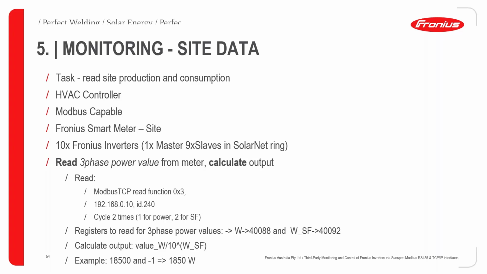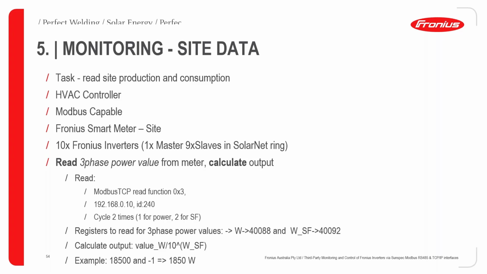How to do that? Well, we need to invoke the Modbus read holding registers function, which is function 03, from the IP address where the meter is installed. What ID am I going to read? As we said previously, it's going to be 240 IDs, one at the meter. How many times can I do that? Do I have to cycle twice or once?